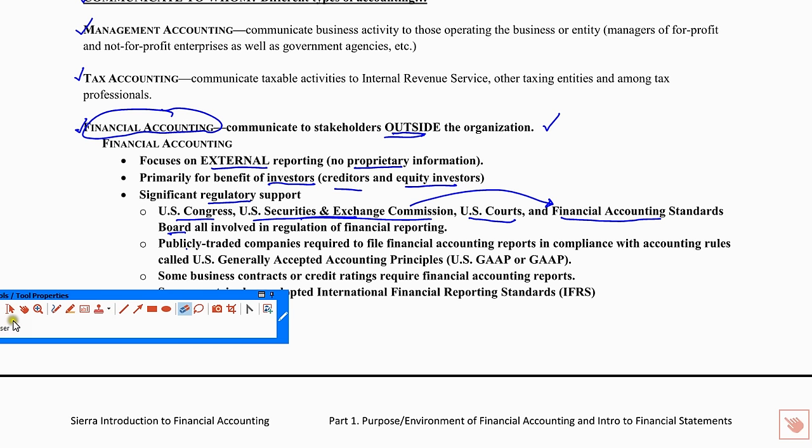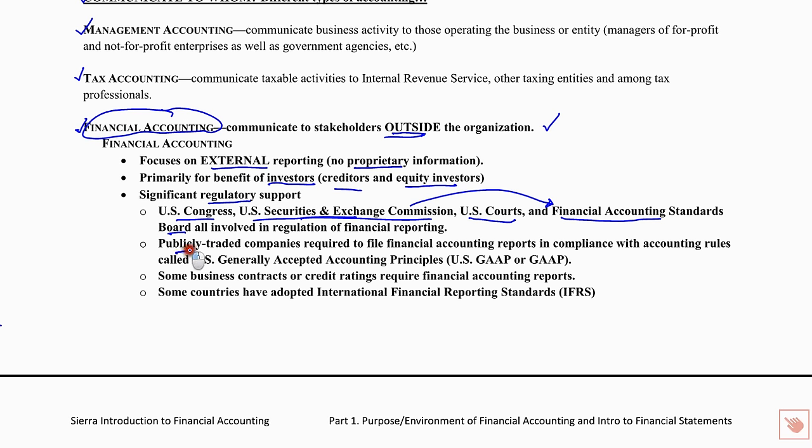In the U.S., publicly traded companies are required to file financial accounting reports. Because of that infrastructure, a lot of other organizations may require it. So if you have a bank loan, you may be required to get a financial accounting statement to the bank, even though it's not required by law, just as a matter of the contract with the bank.